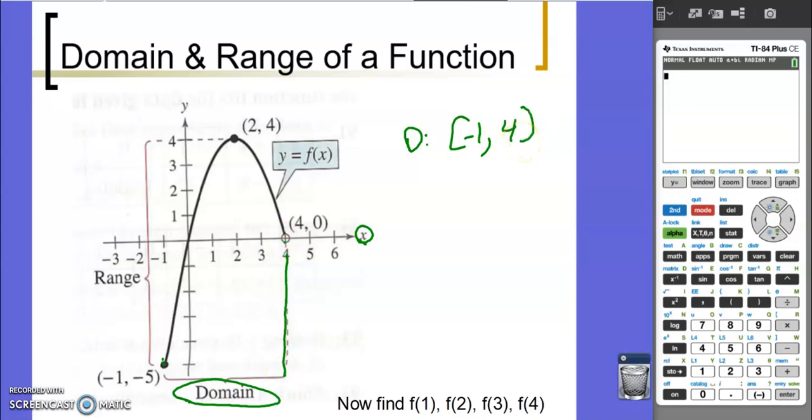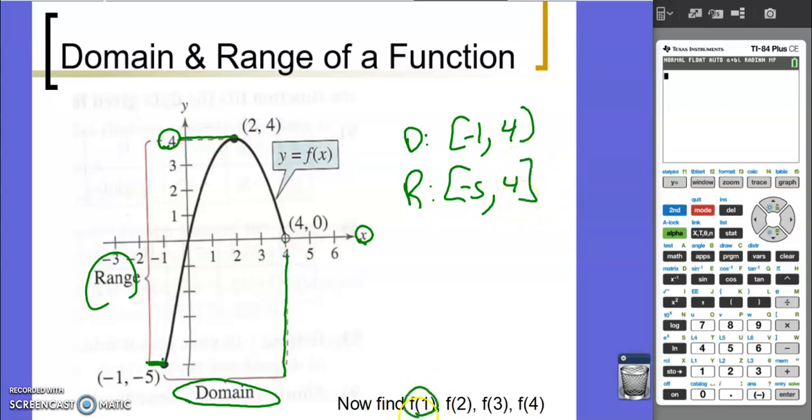And the range, again, tells you that it goes from the lowest to the highest, on the y line. So it starts at -5 down on the y line, starts at -5, and it's a closed circle, and it goes up to +4, and it's a closed circle. So that's the range.